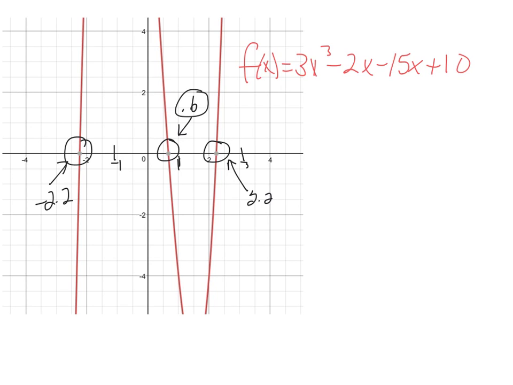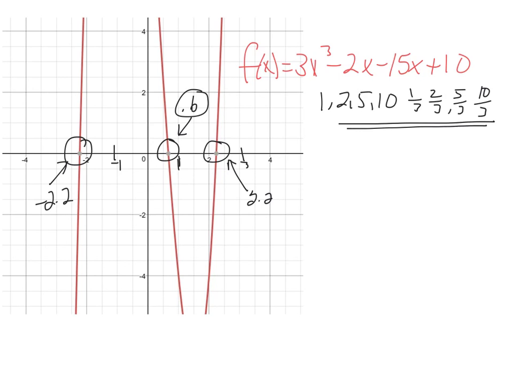So let's go back and look at the p's and the q's. And what we remember, we had 1, 2, 5, 10, 1/3, 2/3, 5/3, and 10/3. Well, none of these numbers is approximately 2.2. But that number there, not 1/3, sorry, the 2/3, that choice could be this one. That looks like it's around 0.6. So we're going to make our best guess, and we're going to try 2/3.